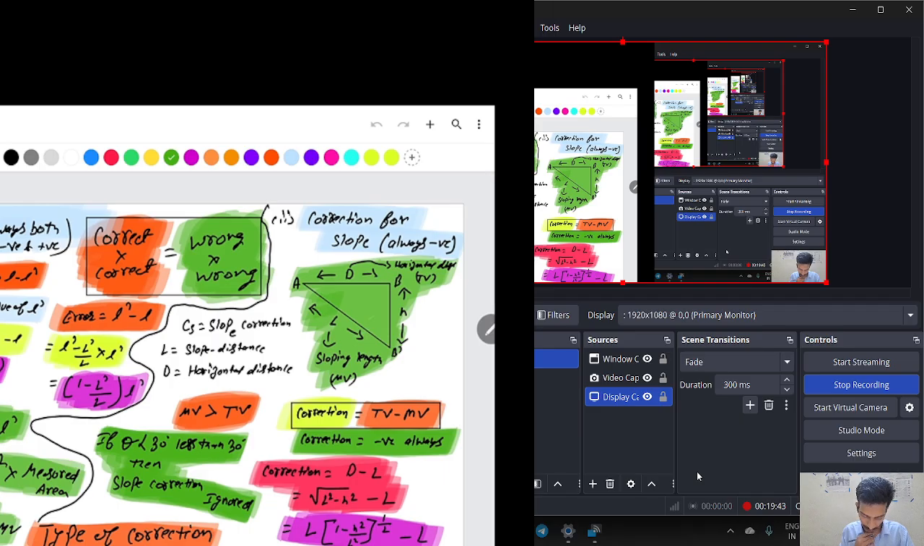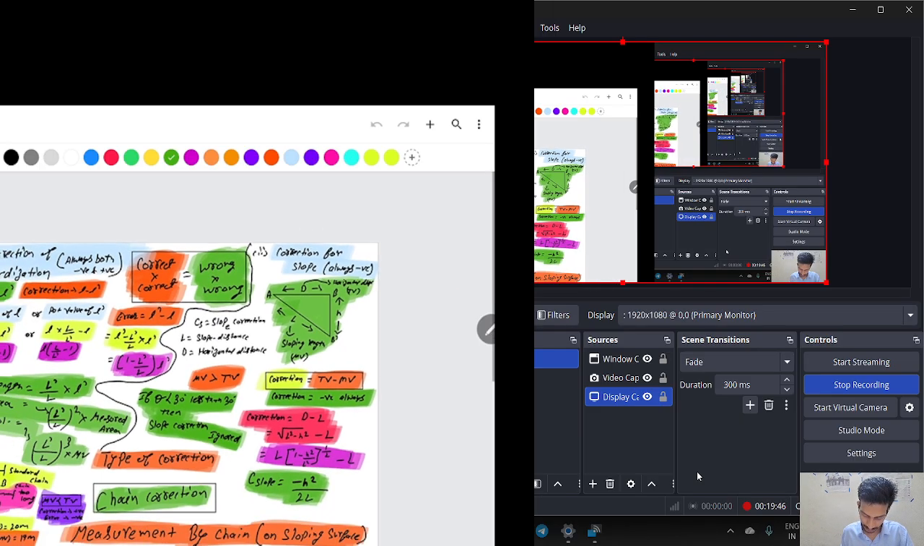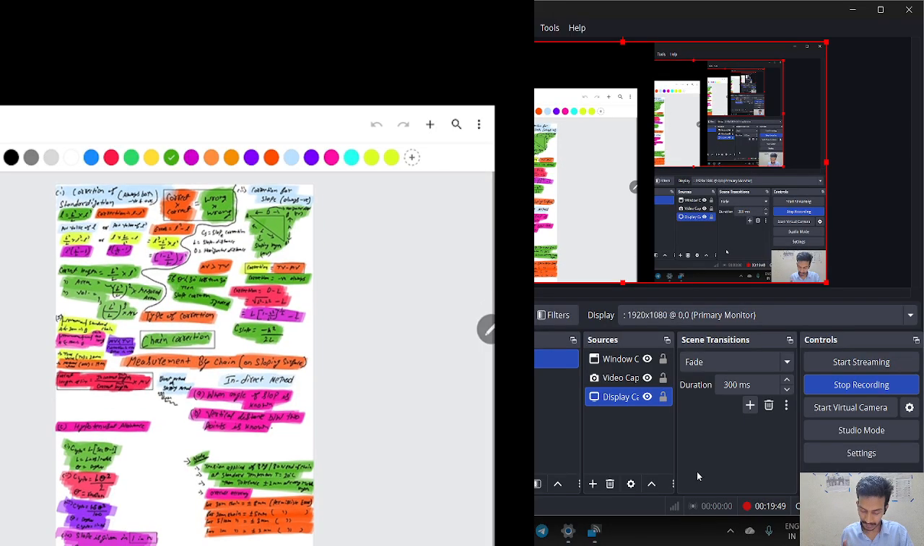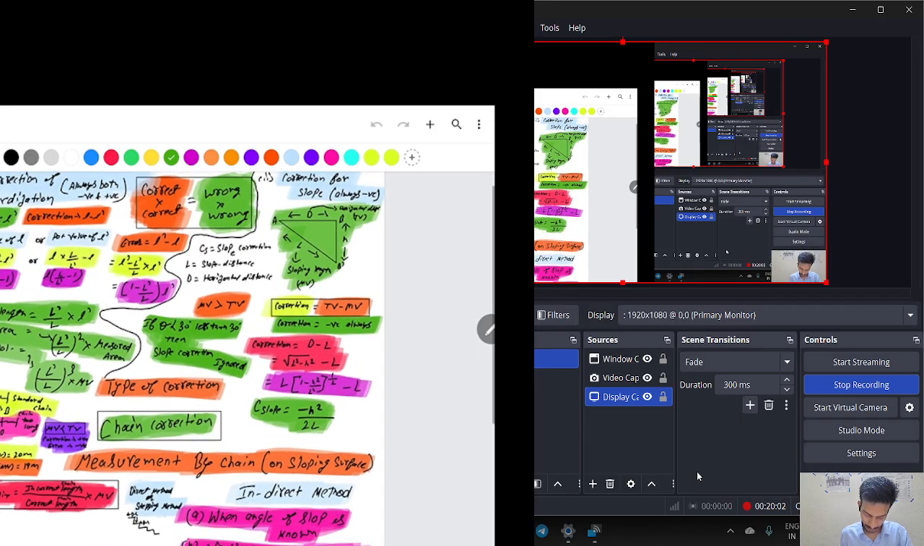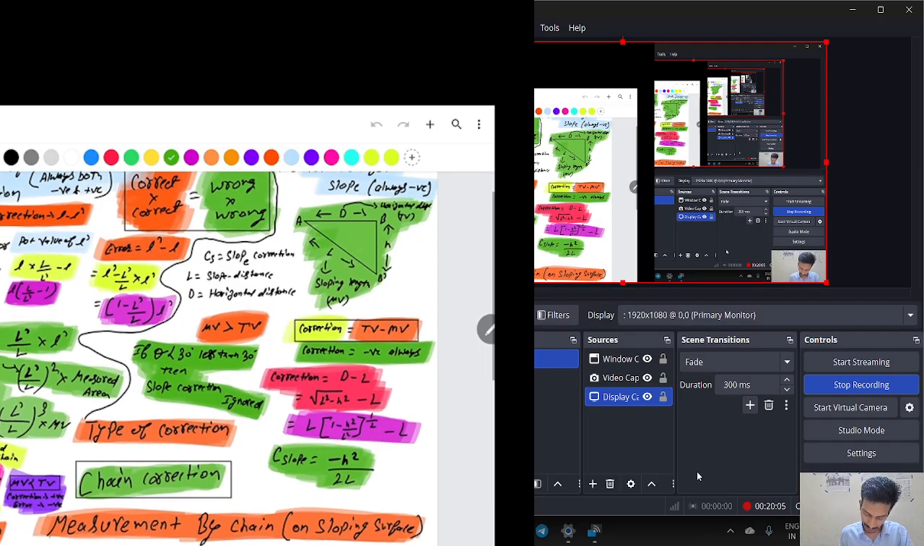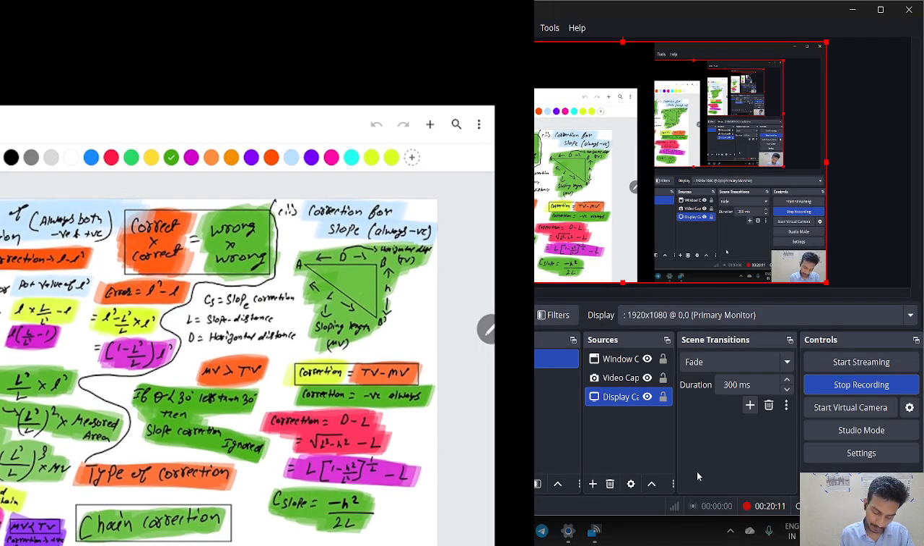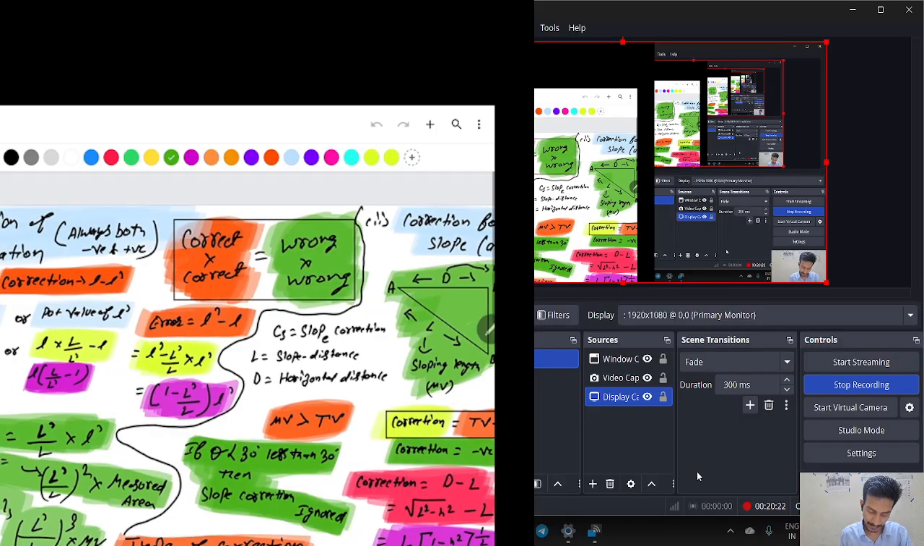Now we will go for the corrections. There are two types of correction. First is chain correction, and the second one is tape correction. In chain correction, there are types: first, correction for standardization, and correction for slope. These both are most important. So first we will start with standardization.